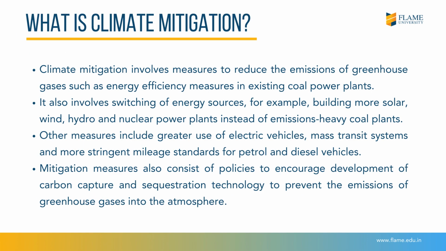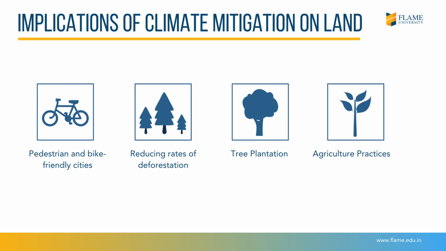Climate mitigation involves measures to reduce the emissions of greenhouse gases, such as energy efficiency measures in existing coal power plants. It also involves switching of energy sources. For example, building more solar, wind, hydro, and nuclear power plants instead of emissions heavy coal plants. Other measures include greater use of electric vehicles, mass transit systems, and more stringent mileage standards for petrol and diesel vehicles. Upgrading building infrastructure with energy efficient bulbs, using less energy intensive agricultural cultivation methods, policies to encourage walking and biking, planting more trees, and reducing rates of deforestation also fall under the ambit of climate change mitigation.